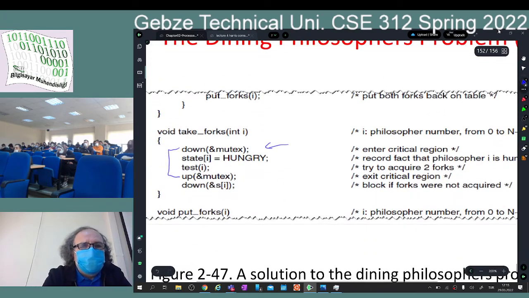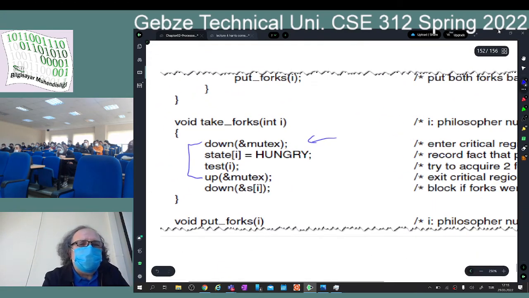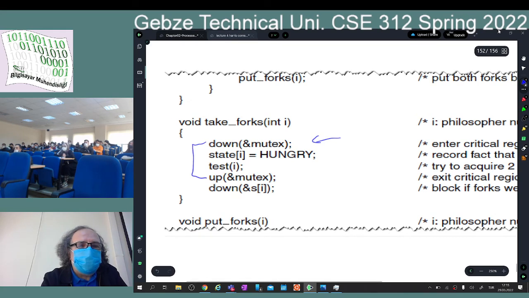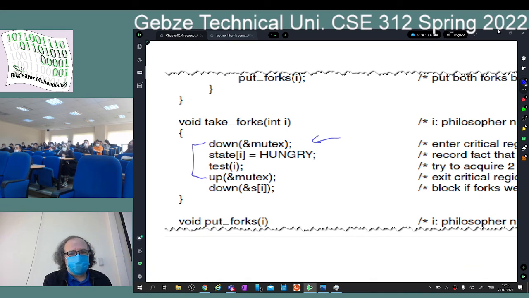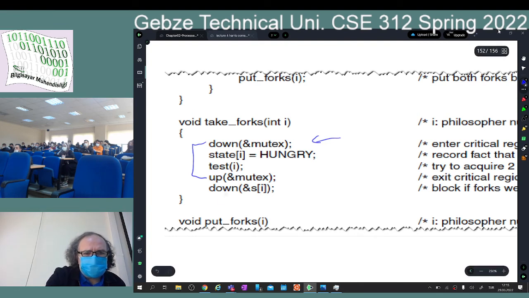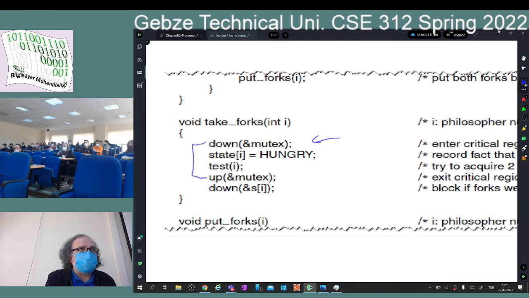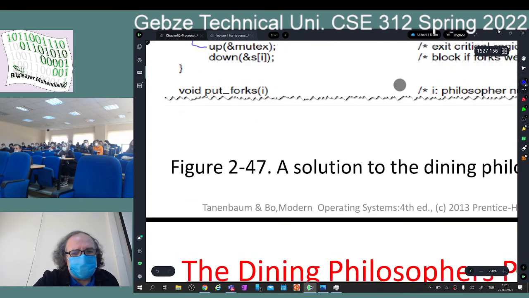Take forks. Say that I am in the critical region. I am interested in eating, and there is a function called test i, and I am upping this mutex, so I am out of the critical region. And interestingly, it says down S[i]. Remember, S[i] is a semaphore array, and initially it was 0. Whatever this test i did, if it didn't increase my semaphore value, then I will be blocked at this position. Let's look at what test i does.